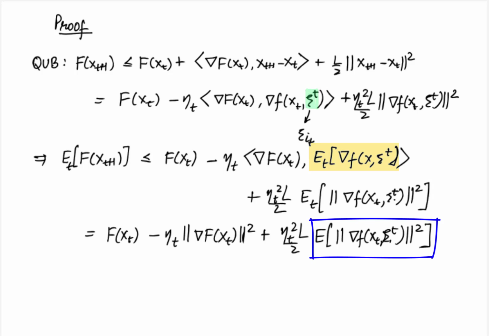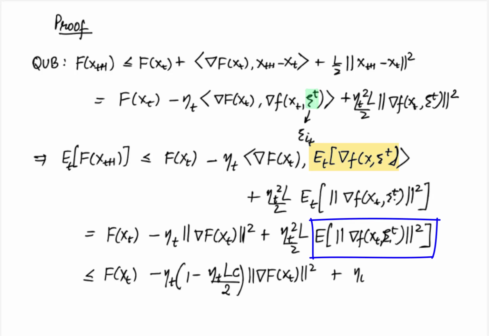Now the last term can be bounded using the bounded moment assumption, which yields that Et of F of xt plus 1 is less than equal to F of xt minus eta t times 1 minus eta t LC by 2, norm square of gradient F of xt plus eta t square sigma square L by 2.